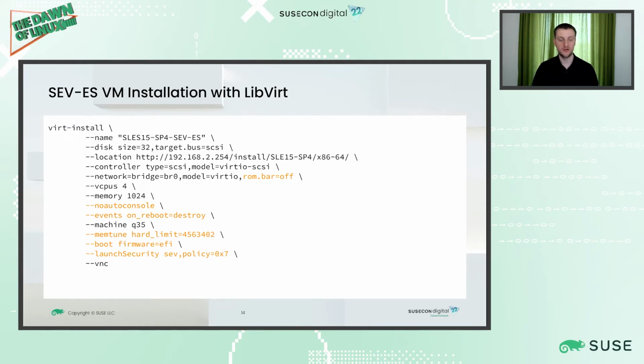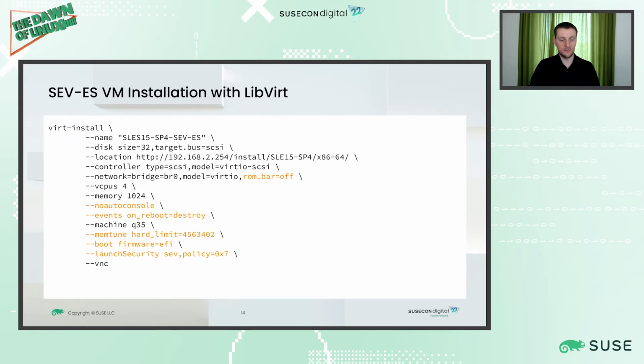Policy is a number which represents a bit field, where every bit enables or disables a certain feature. Bit 0 disables debugging. Bit 1 disables that the encryption context of that VM can be shared with other VMs. And bit number 2 finally enables ES encrypted state. When bit 2 is not set, we would run an SEV VM and not an SEV-ES VM. So when bit 2 is set, we run an SEV-ES VM.